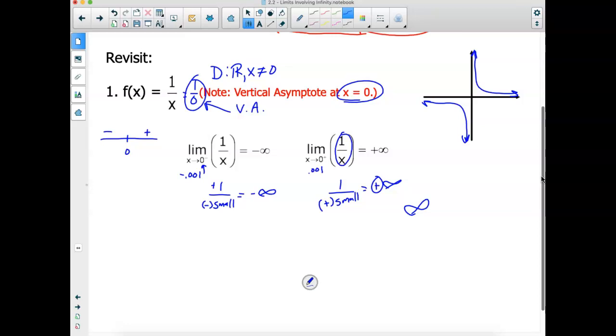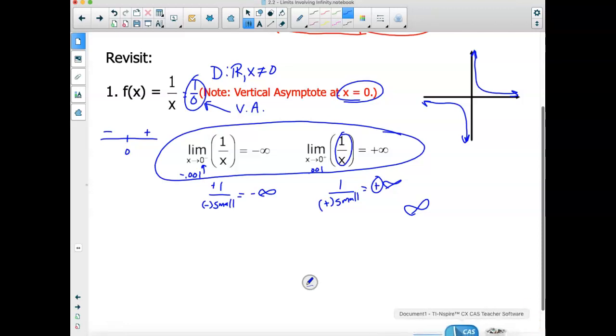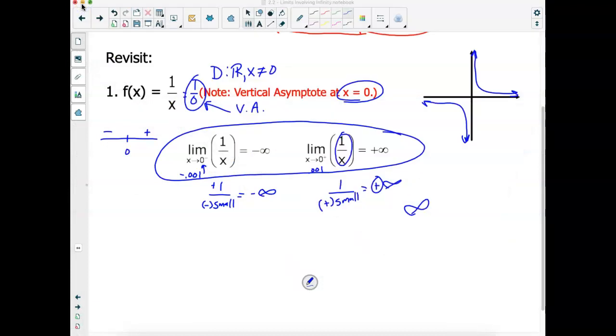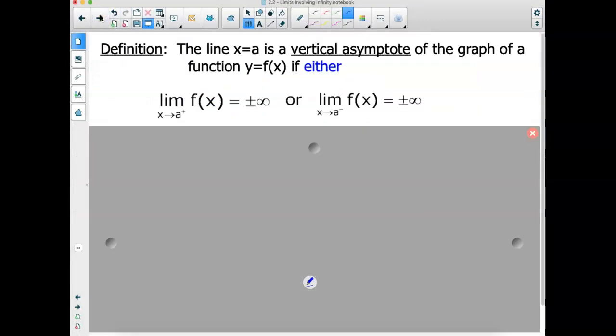You need to be able to see this behavior without a graph. It's a little abstract, but we need to see it. Did we graph that? Did Kruger graph that right? Yeah, there it is. See, it's going up there and it's going down there. Beautiful. Okay, on to the next example. I'm trying to get through these faster than I can so I can get these little buggers down.